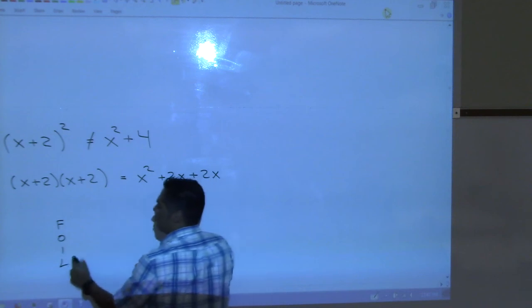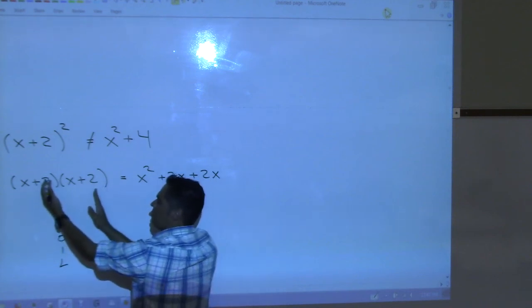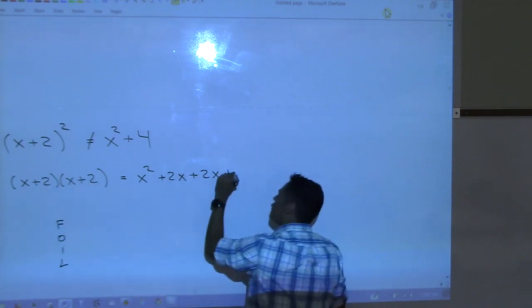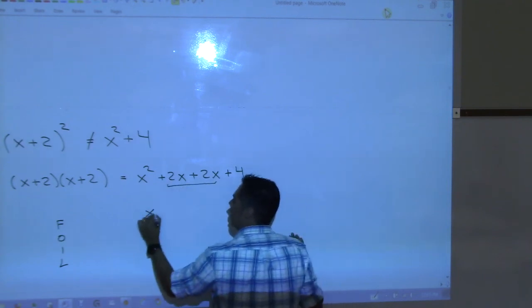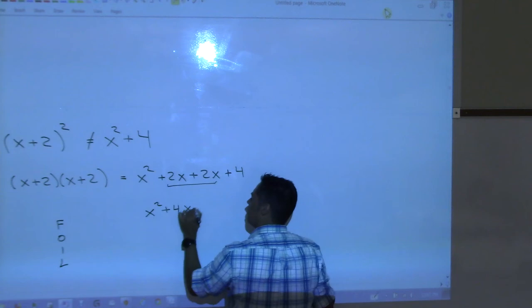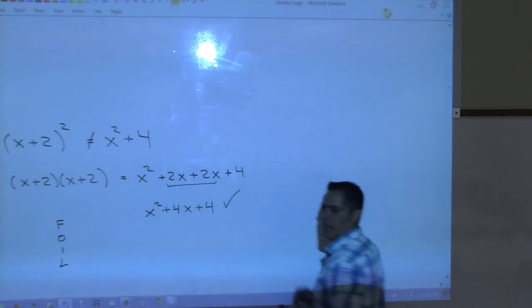And then you do the last ones, which is this one and this one. 2 times 2 is 4, so you get plus 4. And now you can collect these two together, and you get x squared plus 4x plus 4. This is the correct answer, all right?